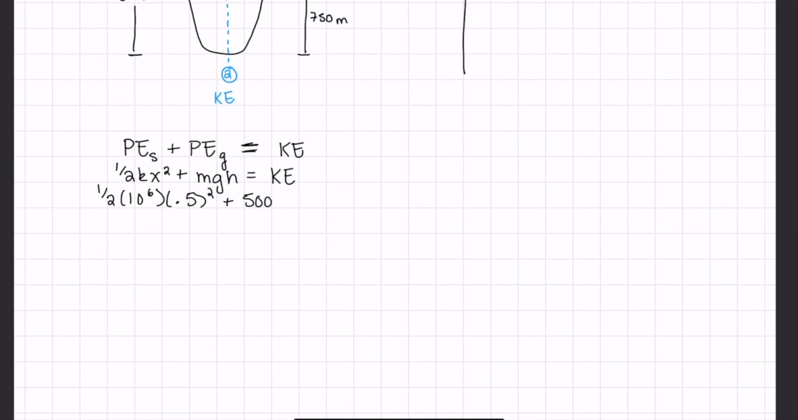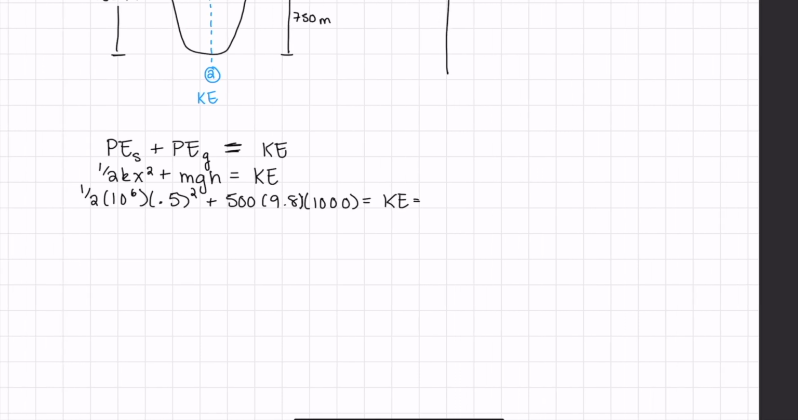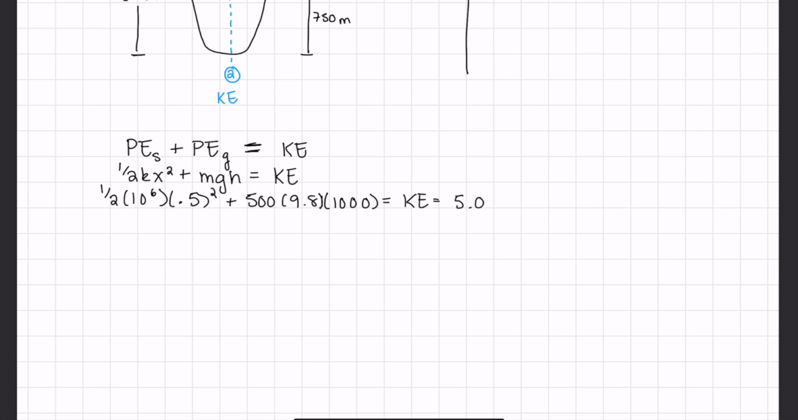Okay, so we'll have 1/2 times 10 to the 6th times 0.5 squared plus 500 times 9.8 times 1,000 equals our kinetic energy. Okay, and this gives me 5.025 times 10 to the 6 joules. So that's the answer to our first question.